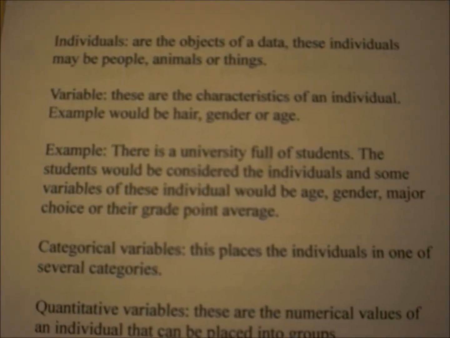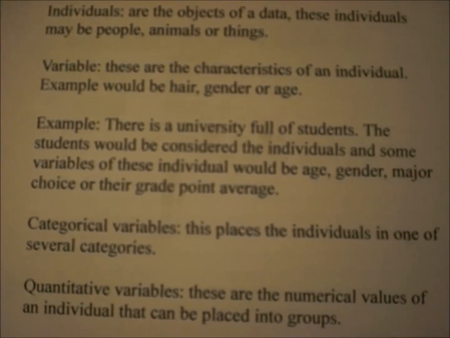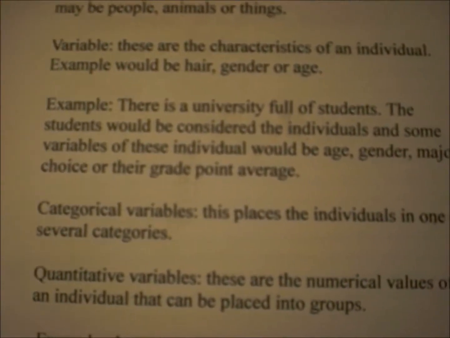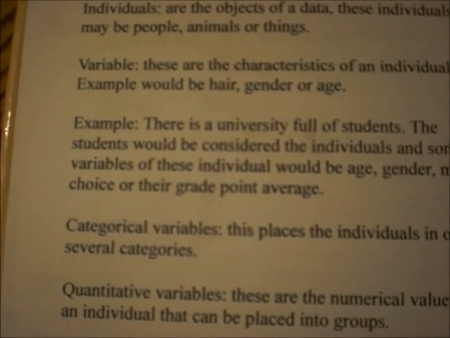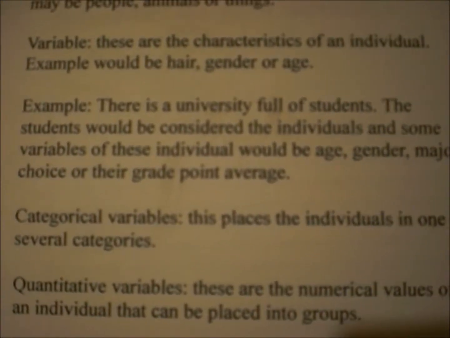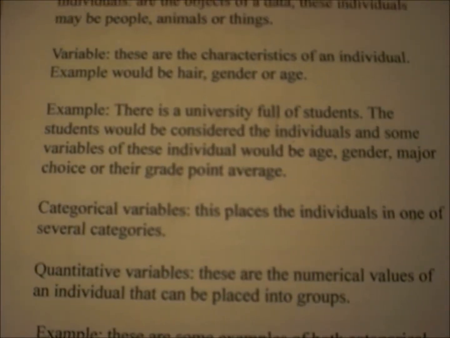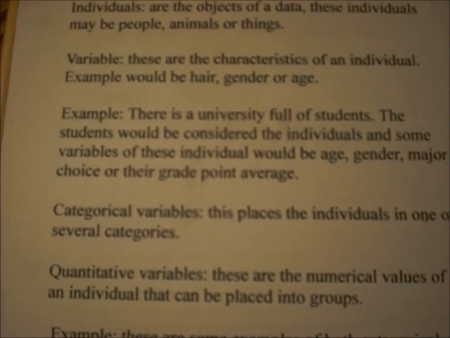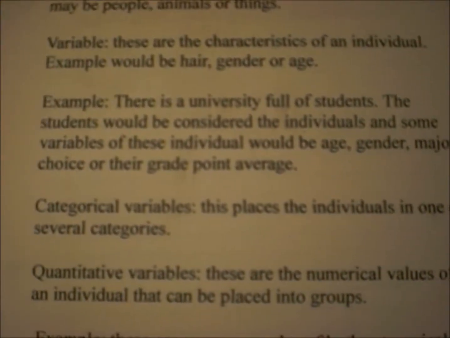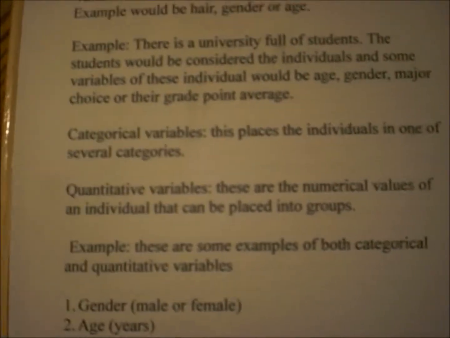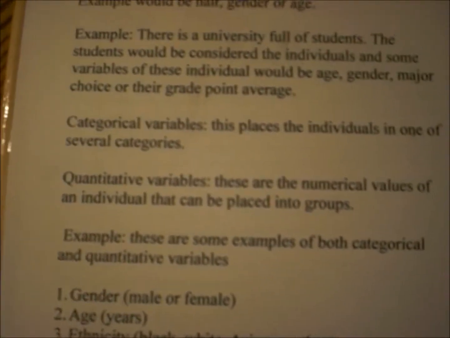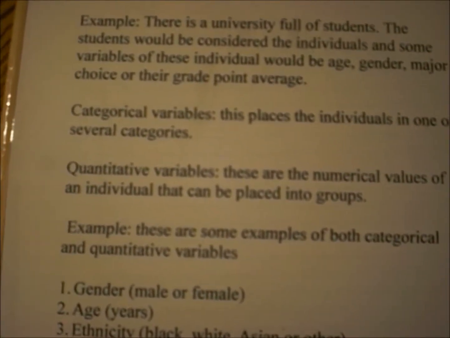An example of using both variable and individuals is there is a university full of students. The students would be considered the individuals, and some variables of these individuals would be age, gender, major choice, and their grade point average. Here are some more key terms: categorical variables and quantitative variables.